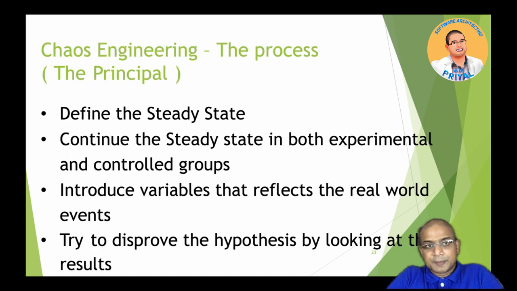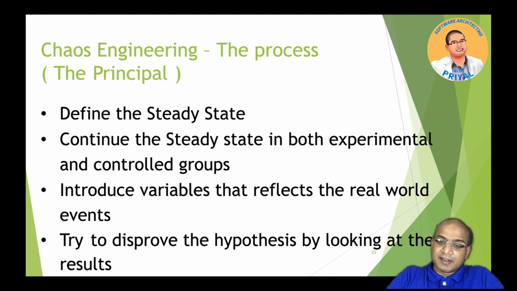So let's see how we can do it. In the process, the first step is to define the steady state. In your complex system, you want to define the steady state, for example how the system behaves for a number of users. The other thing is to maintain a continuous steady state in both experimental and control groups. So we have two groups, the experimental group and the control group, and we introduce variables that reflect real world events.